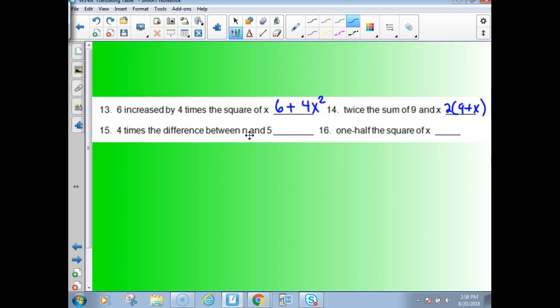4 times the difference between n and 5 would be 4 times, the difference means to subtract, n minus 5. And 1/2 the square of x, x squared divided by 2, or you could write 1/2 x squared. Okay, we good? Anybody still need this?